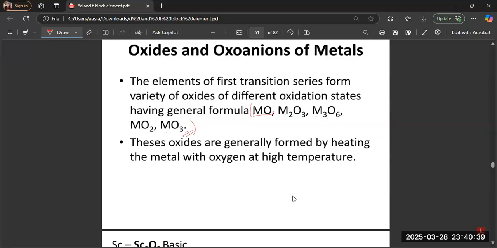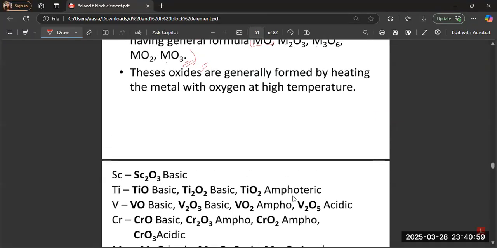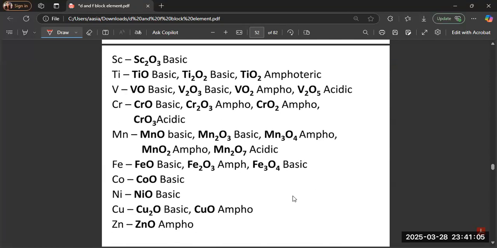These oxides are generally formed by heating the metal with oxygen at high temperature. Okay, now let's see the nature of the oxides which have been formed. For example, for scandium the oxide is Sc2O3, right? And this oxide is basic in nature.